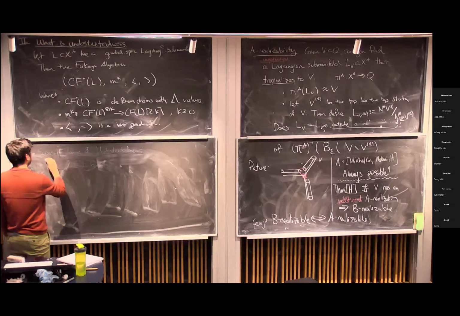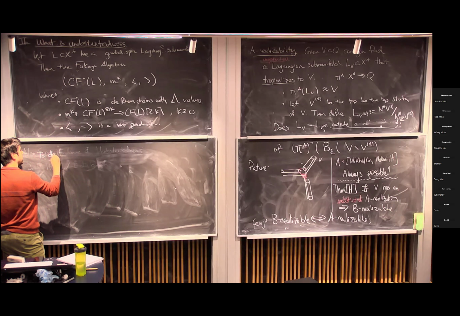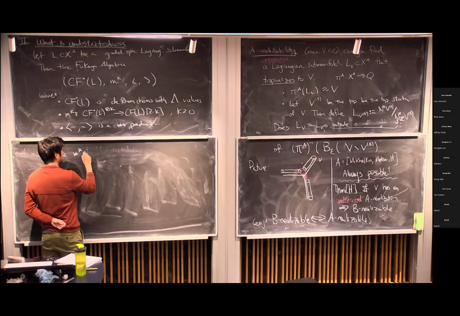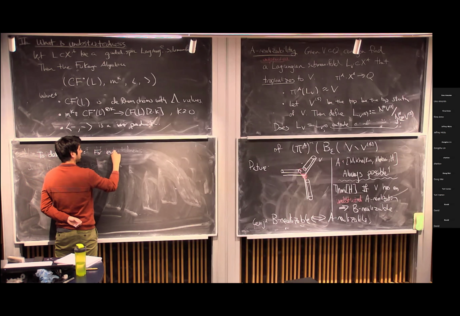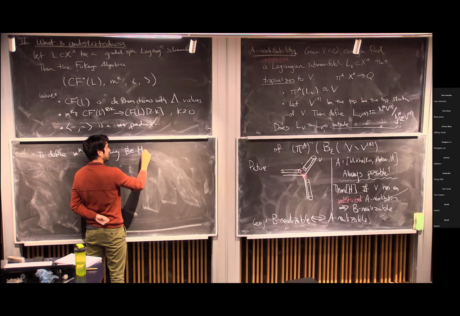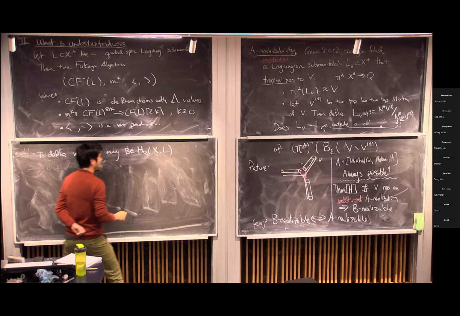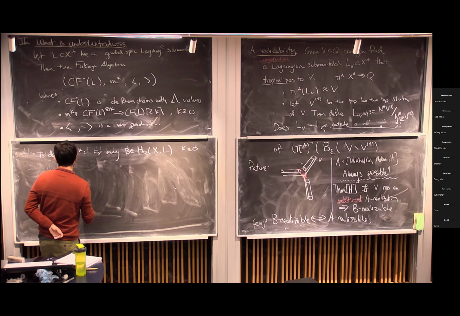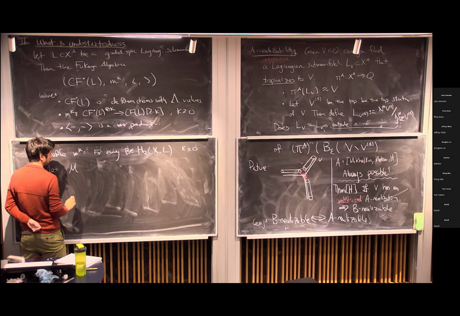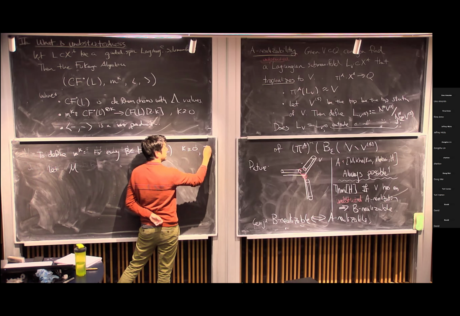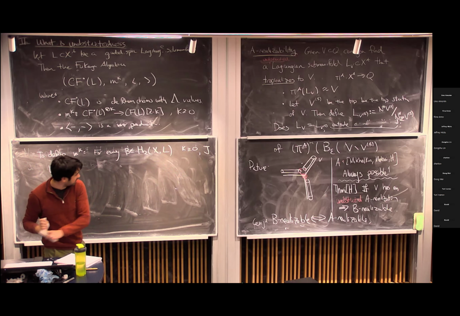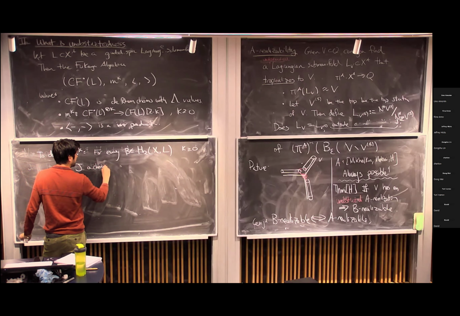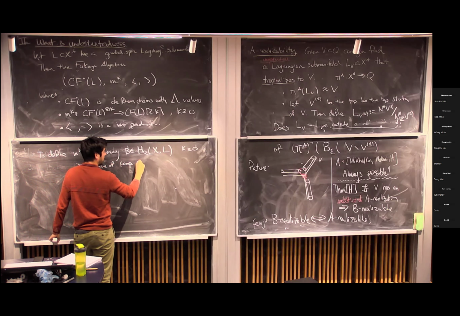All right, so to define m_k, do the following. For every class beta in H_2(X, L), you define k greater than or equal to 0. Define a moduli space. I need a little bit more data, sorry. J, a choice of compatible almost complex structure.